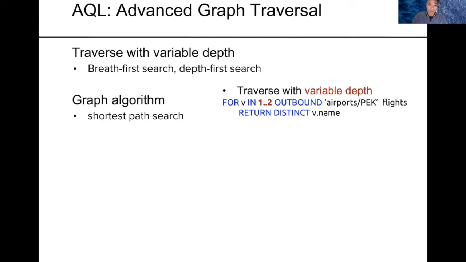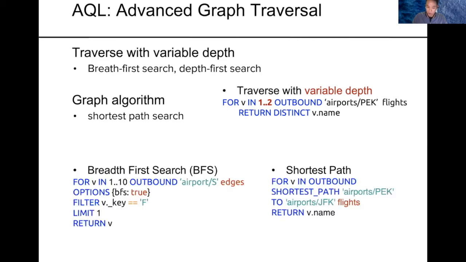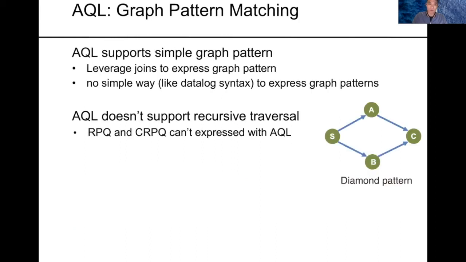So with traversal with variable depths, we can implement breadth first search and depth first search. And also AQL implements many graph algorithms such as shortest path search. So it is very powerful for graph traversal. And AQL also supports simple graph patterns by leveraging joins to express the graph pattern.